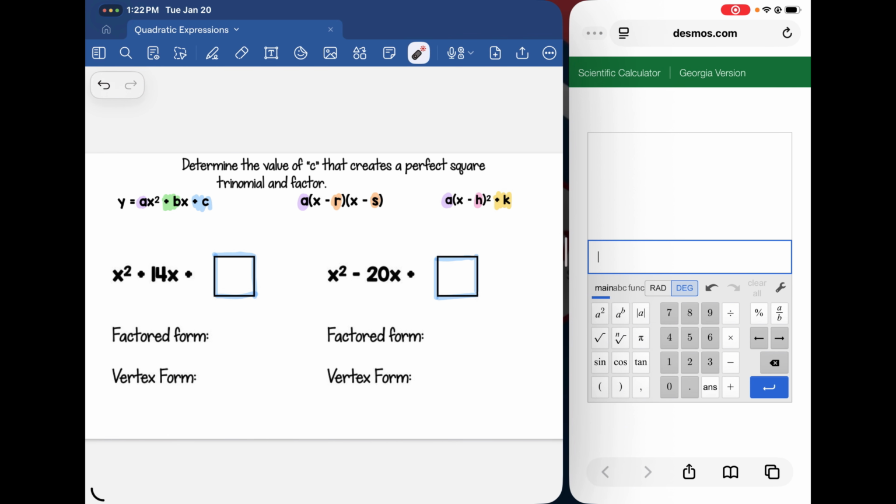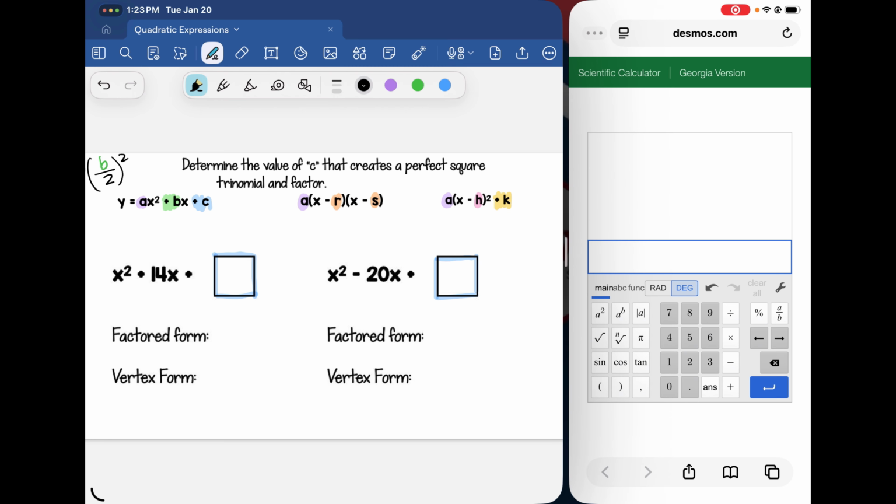All right, let's do some examples. We're going to determine the value of c that creates a perfect square trinomial, and then we're going to factor it. So this is called completing the square because we need a value here that will make this a perfect square. And we do that by taking our b value and halving it and then squaring. So half of my b value squared. So let's look at the example.